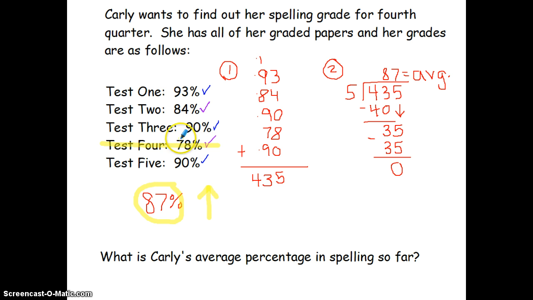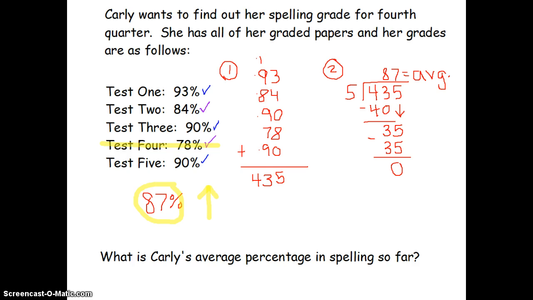So anytime that you change a piece of data, it's going to have an effect on the overall average. Sometimes a lot, sometimes not so much. In this case, maybe if she would have scored a 79%, it would have brought it up just a little bit. If she would have scored 100%, her average would be a lot higher than what it is here.